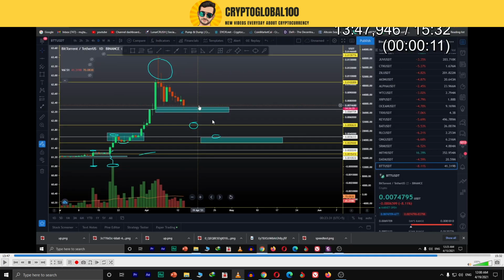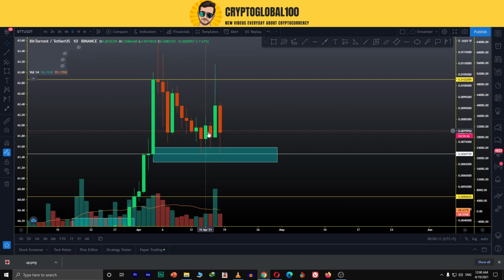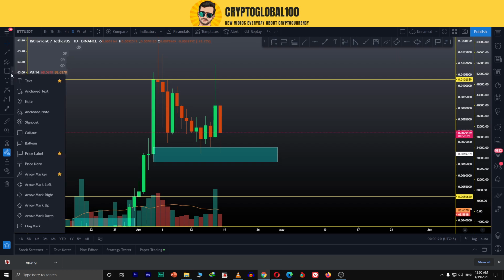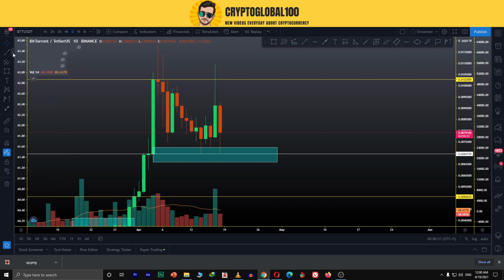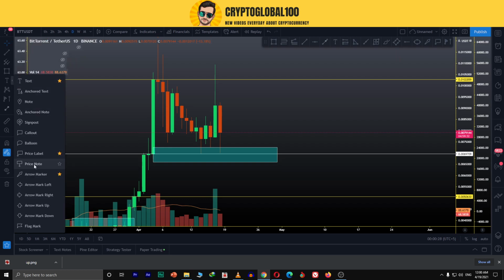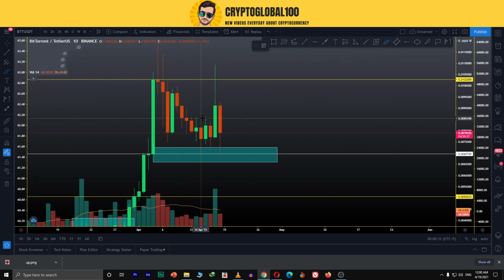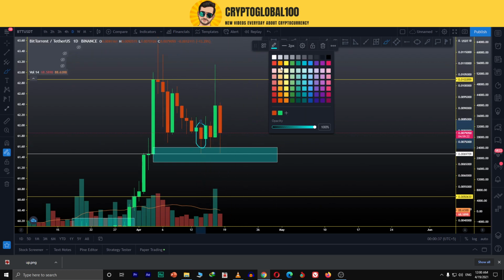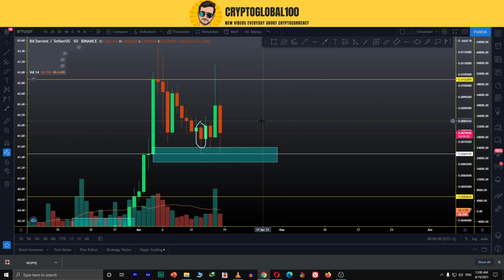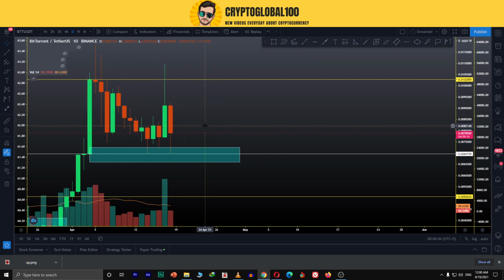You can see here it was this candle, this one. Let me draw the tool. This was the candle where I predicted the price last time. So you see what happened afterwards.